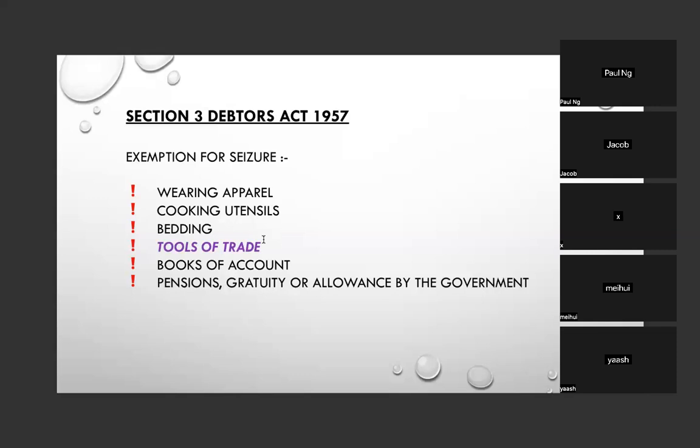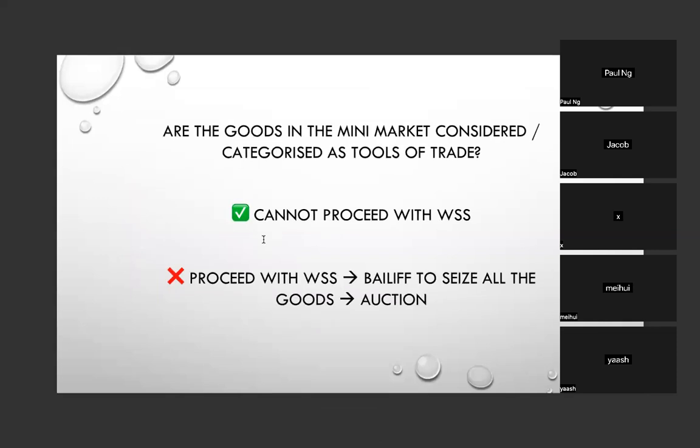Okay. So if your answer is going to proceed with yes, it is a tools of trade, then you can't proceed with a writ of seizure and sale. But if you are saying that the goods are not the tools of trade, then you are going to proceed with the discussion of the writ of seizure and sale, and the procedure itself: the bailiff seizes the goods and proceeds with the auction to settle the outstanding amount. So this is actually open for argument.